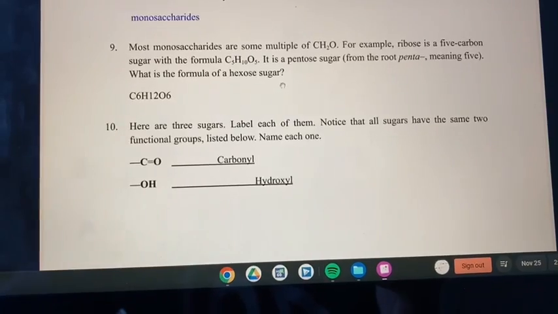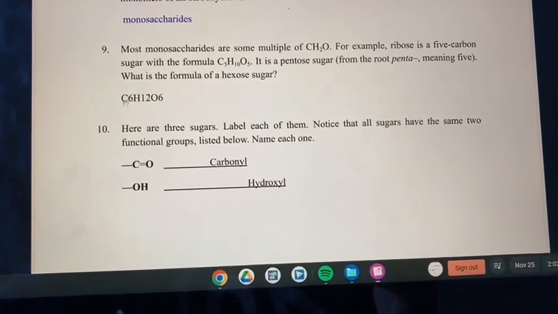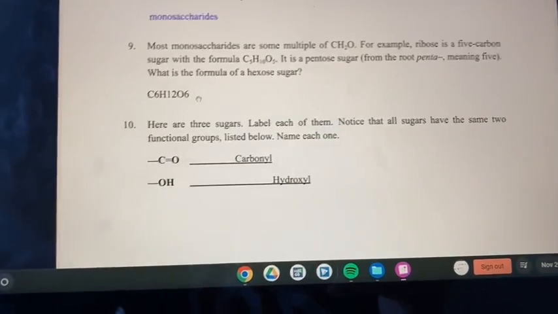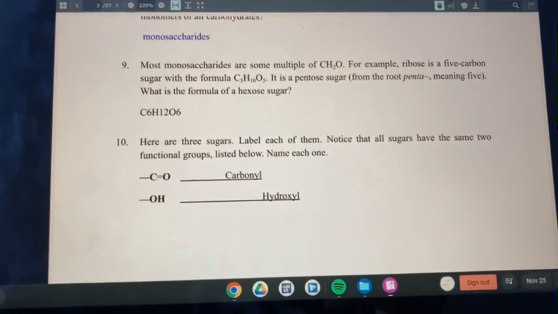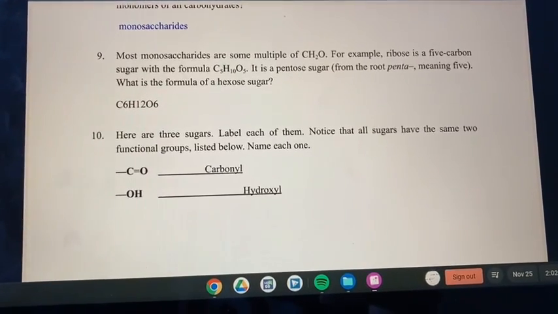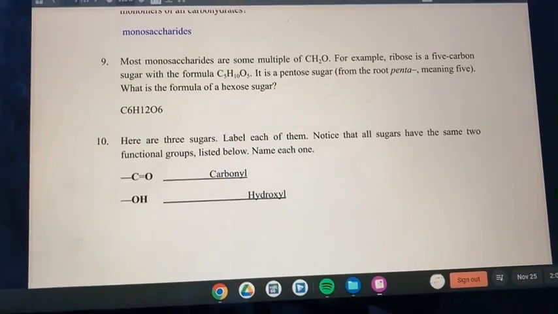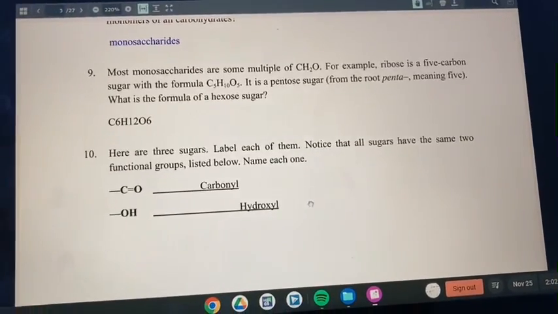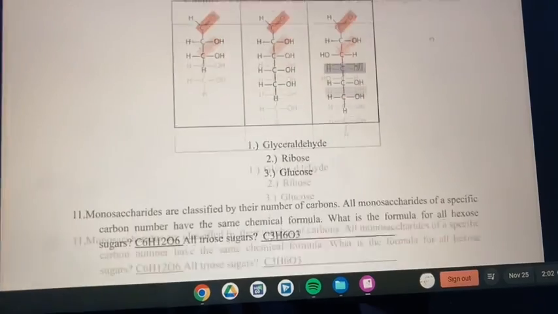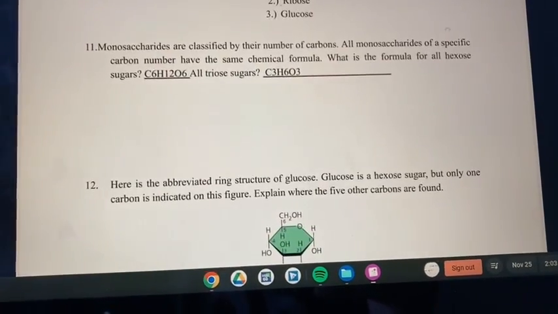Other examples of hexose sugars are galactose. Galactose has the same formula as I mentioned here, C6H12O6. The only difference between glucose and galactose is their structure. They're structured differently, which is why they're given different names, despite the fact that they have the same formulas. So questions 10 and 11 went through the last part. Let's go to number 12.